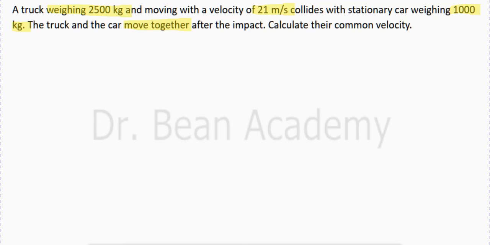Because we know the truck weighs 2500 kilograms and is moving with a velocity of 21 meters per second, and it collides with a stationary car, it means the initial velocity of the car was 0.